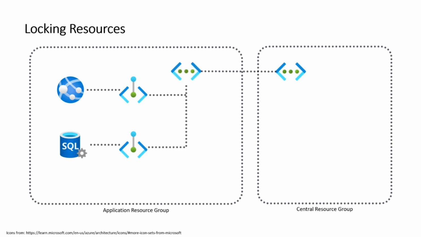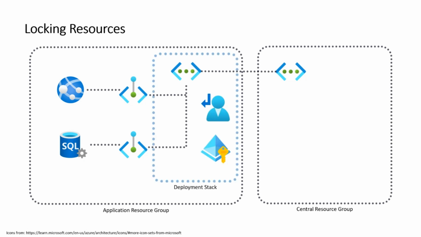And that spoke should be paired to the hub. Now the center part, I can deploy using a deployment stack, along with some routing and maybe some identity and other things that I need, for example DNS. And then I can deploy from the central team that deployment stack into the scope of the application team.